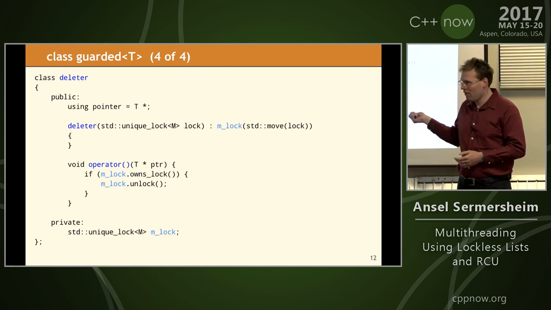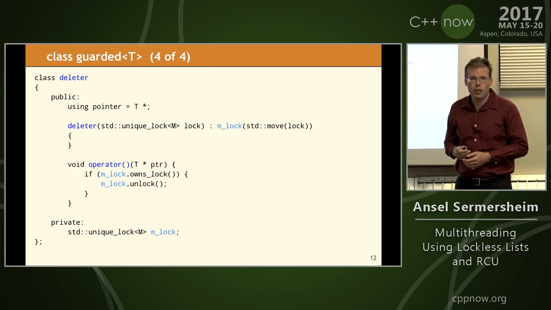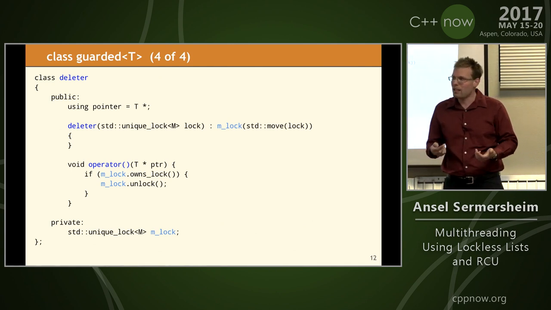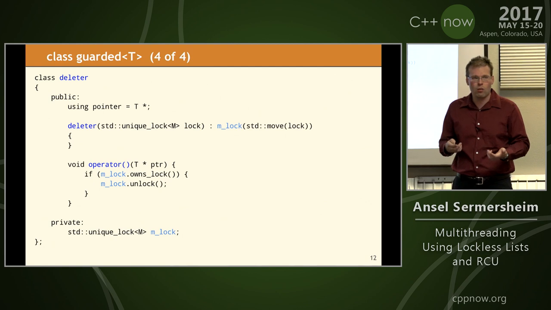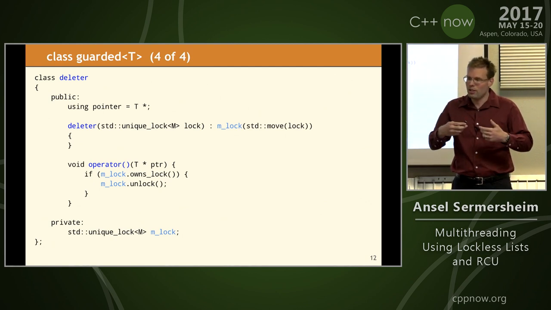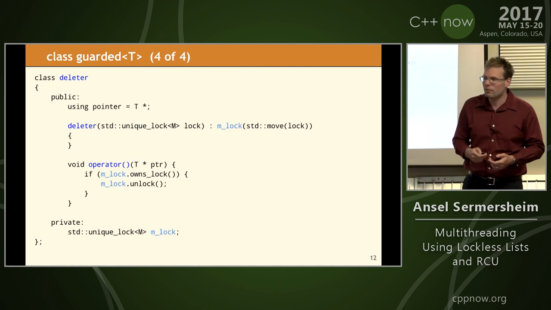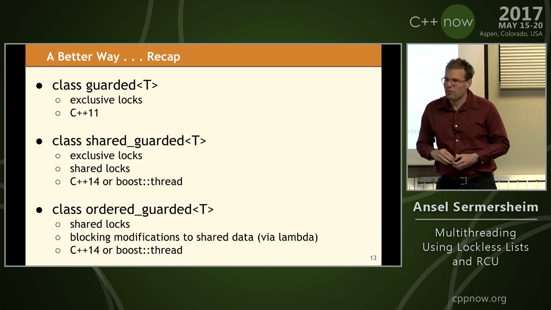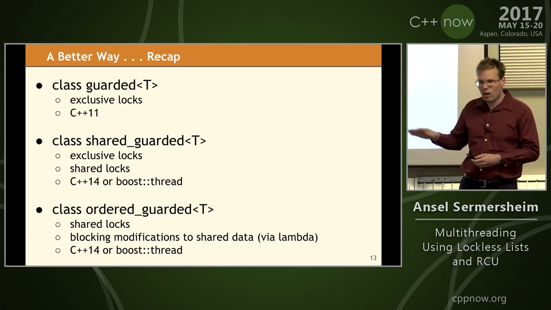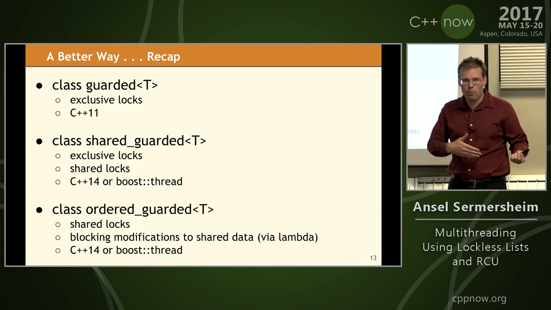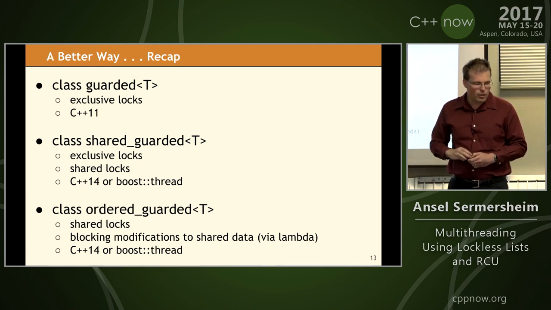So in 4 slides worth of code, we have designed a system that will prevent anyone from accessing this piece of data who has not already locked it. And it will ensure that when that person is done with that data, it is unlocked. Now we can generalize this to a lot of other classes. And if you want detailed explanations of a lot of these, go look at the presentation that I gave at last year's conference.